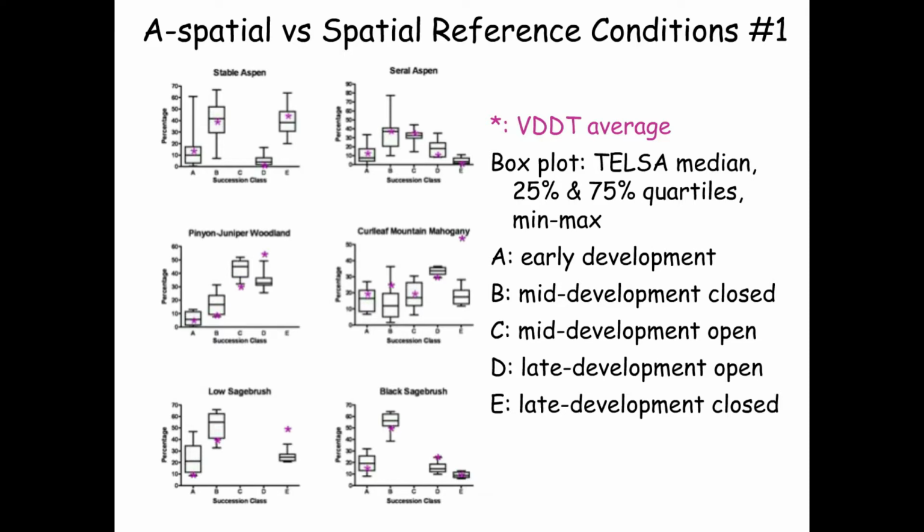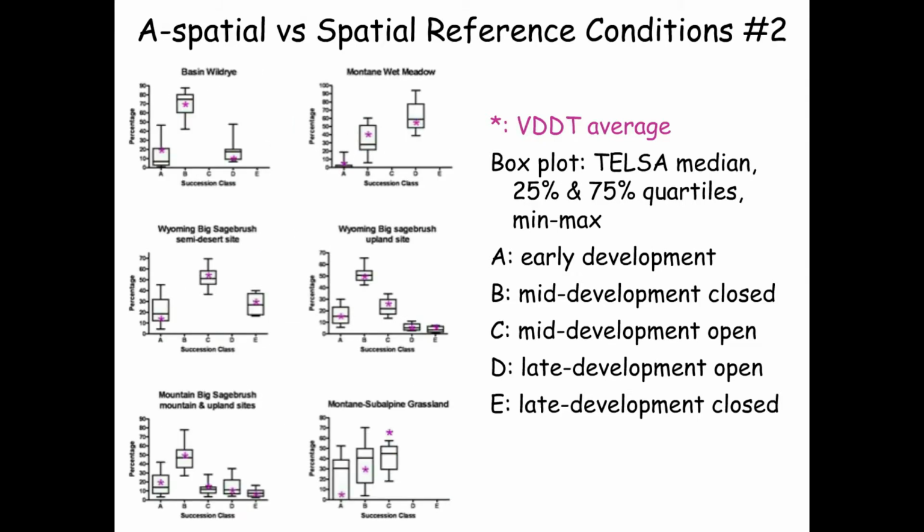And what you see here is a box plot with the median, the 25, 75, and the max and min. And basically, for stable aspen, seral aspen, the match is pretty darn good. Pinyon juniper woodland, we predict spatially less old growth, class D. Same thing for curleaf mountain mahogany, a whole lot less. So something about older vegetation type, sensitive, surrounded by something like mountain sagebrush that burns more often, just cleans up a lot of this old stuff. That's what it means. Low sagebrush, the same thing. Mountain sagebrush fire going into low sagebrush and all that. Black sagebrush did very well. I'm just running down. All these graphs are similar.